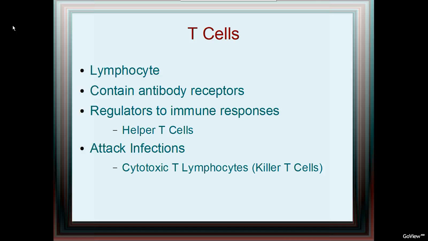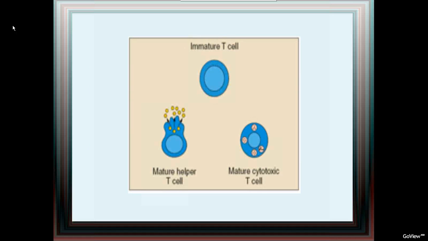And on the next slide, we're going to have pictures of different types of T cells. This is an immature one, and this is one of the helper cells. And then here's the attacking T cell, also a cytotoxic T cell.